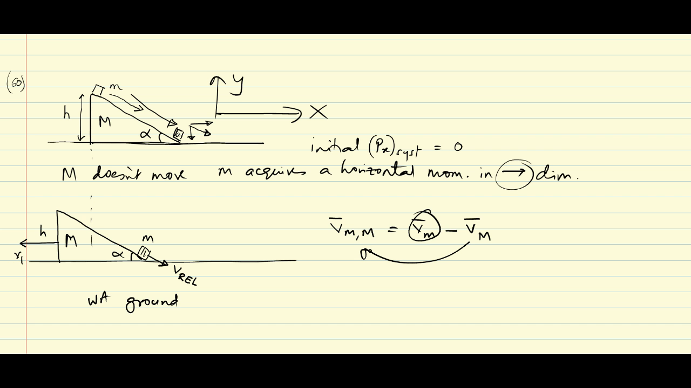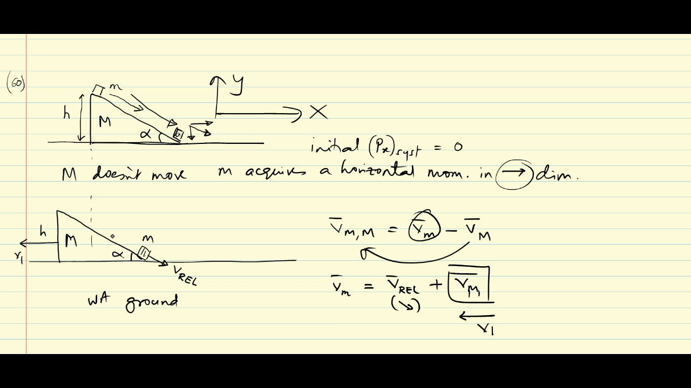So I transpose this term over here, and what I get is that the velocity of small m relative to the ground is the relative velocity which we have described in this picture. In other words, the relative velocity which was in this direction, and you have to add to it the velocity of capital M.